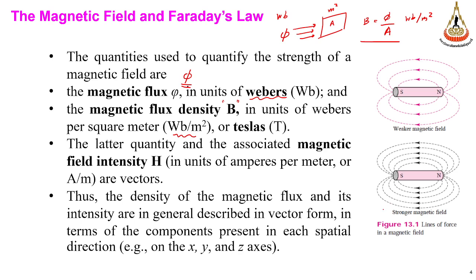And also we define the magnetic field intensity, in ampere per meter, or H. So H depends on B. B and H are related together. Later I will talk about B equals mu times H. It depends on the permeability of the medium.